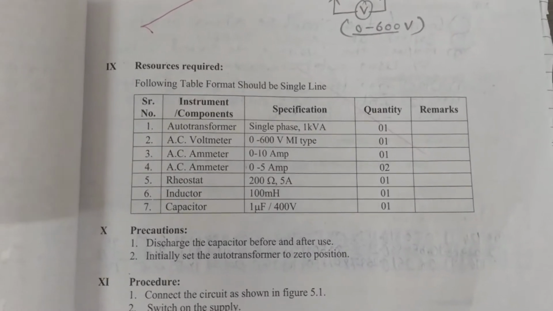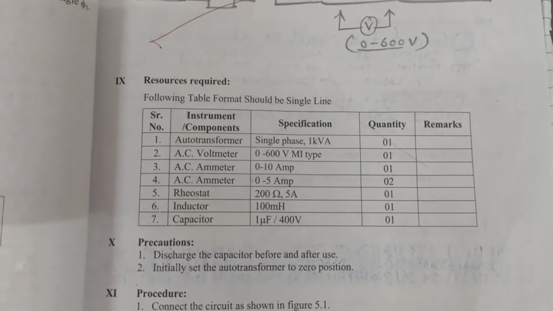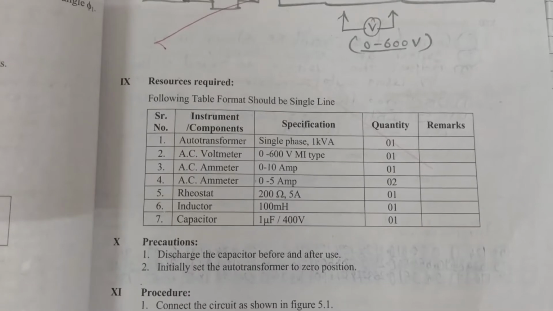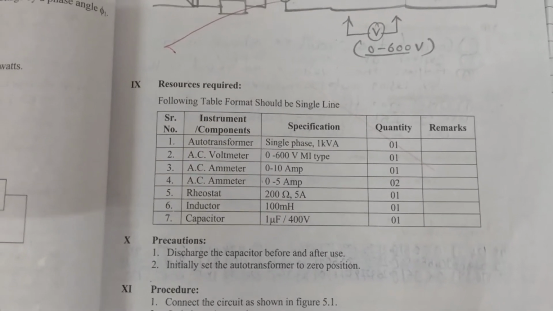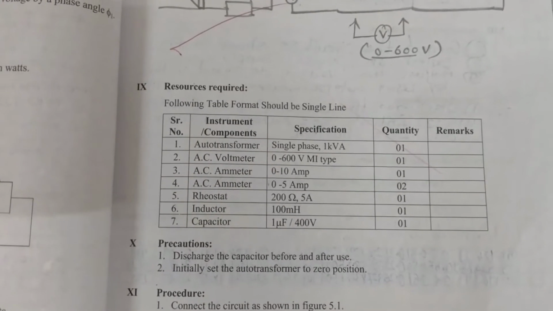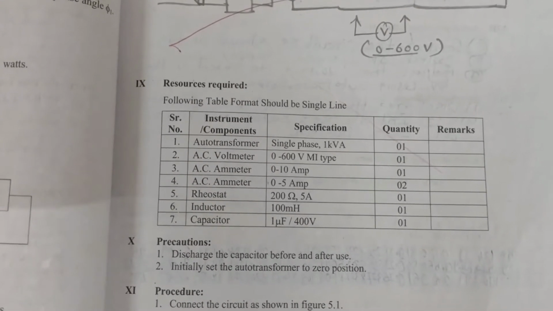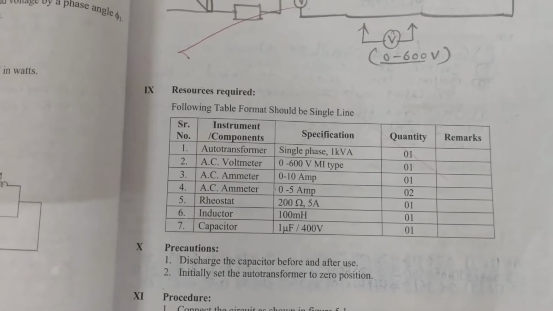First, an auto transformer, then an AC voltmeter, third an AC ammeter. In this practical we use 3 ammeters. Then a rheostat. In this practical we can use a lamp as a resistive load. Then an inductor and a capacitor.